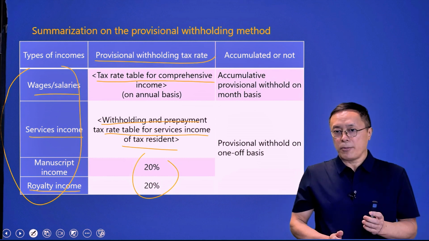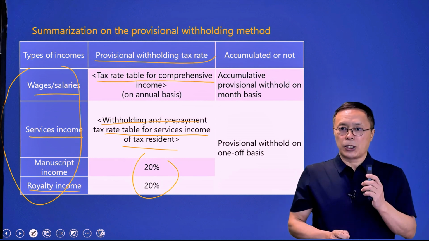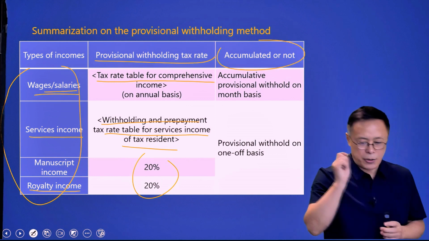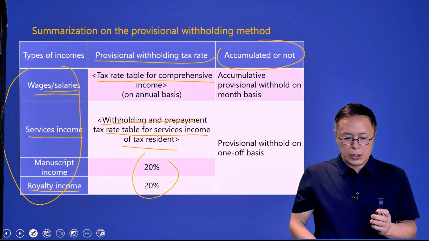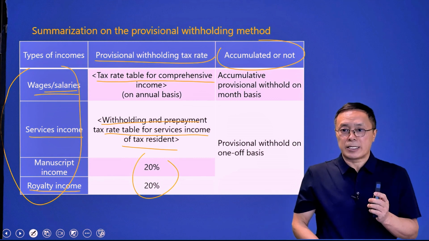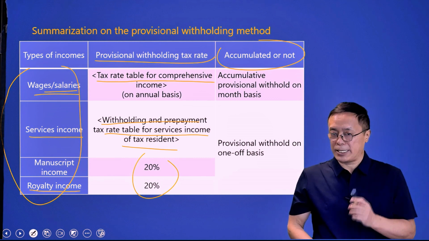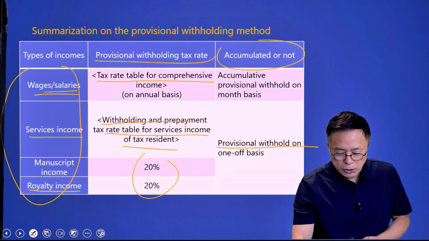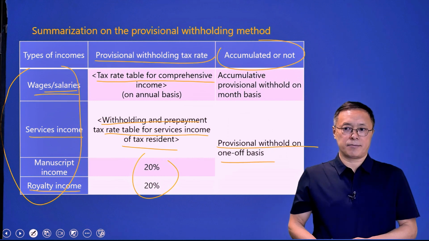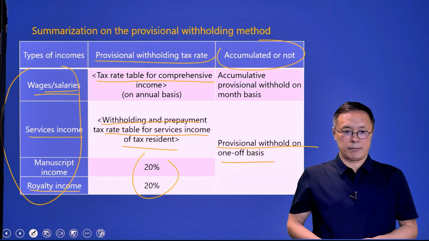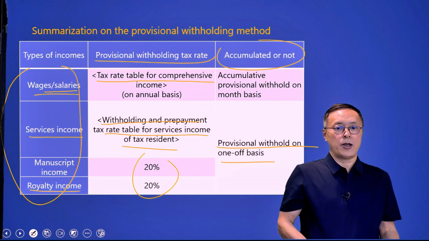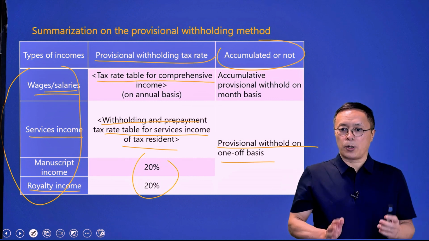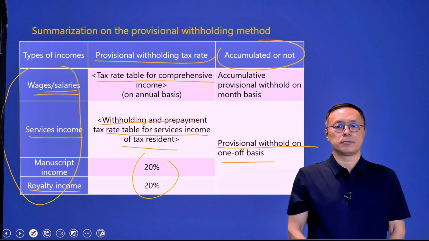Then compare from the perspective of cumulative or not. For wages and salaries, it is cumulatively provisionally withheld on a month basis, and the others are provisionally withheld on a one-off basis. No need to accumulate. So far, we finished the first step of the comprehensive income system, provisional withholding.